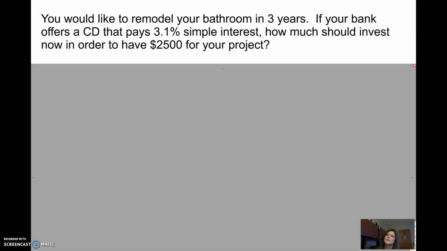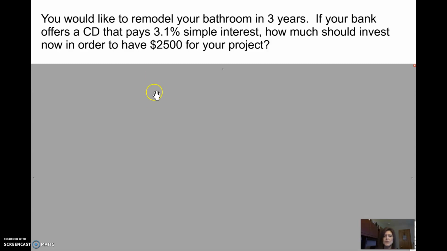It says you would like to remodel your bathroom in 3 years. So you're planning ahead. Your bank is offering a CD paying 3.1% simple interest. That's not happening these days, just so you know, but we're going to make believe here. How much should we invest now in order to have $2,500 for the project? All right, so in this one, we're told the future amount, and we need to know what we want now, which is the present amount, that P sub 0, that principal.